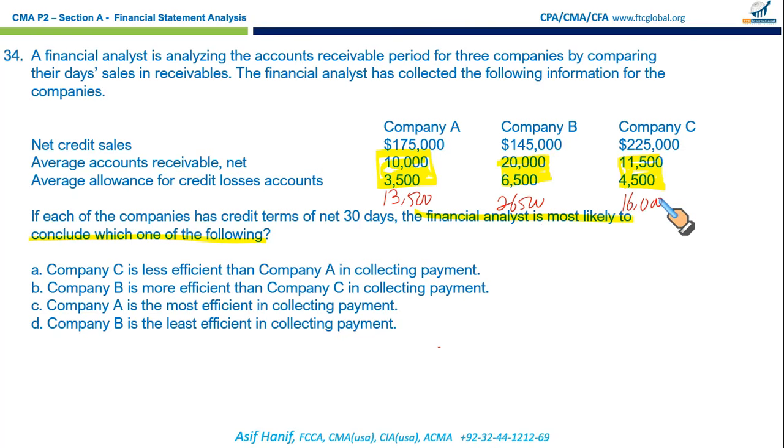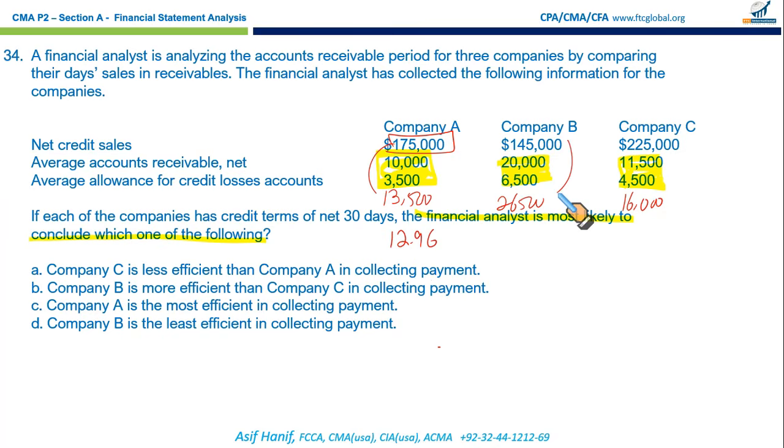Right? So let us see which company is able to turn its receivables quickly. Rather than calculating it in detail, you can do it much more quickly by simply dividing your sales figure with this. 175,000 divided by 13,500 gives you 12.